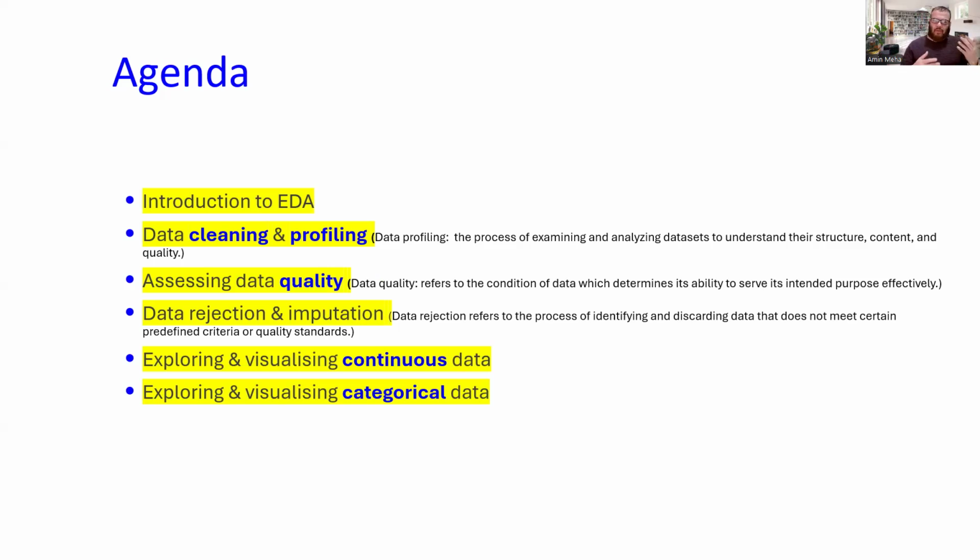Okay. Then we're going to be assessing the data quality. What does it mean? It refers to the conditions of data, which determines its ability to serve its intended purpose effectively. Okay. And data rejection and imputation: data rejection means the data is going to be rejected, deleted. It refers to the process of identifying and discarding data that does not meet certain predefined criteria of quality standards.